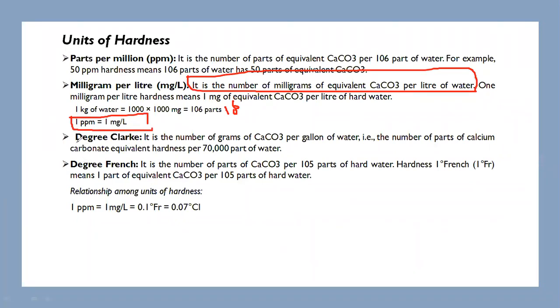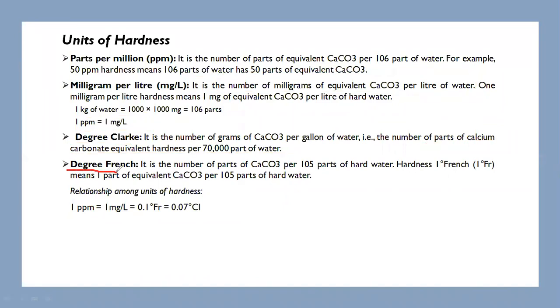Next, degree Clark. It is the number of grams of calcium carbonate per gallon of water, such as the number of parts of calcium carbonate equivalent hardness per 70,000 parts of water. Remember this one, per 70,000 parts of water.